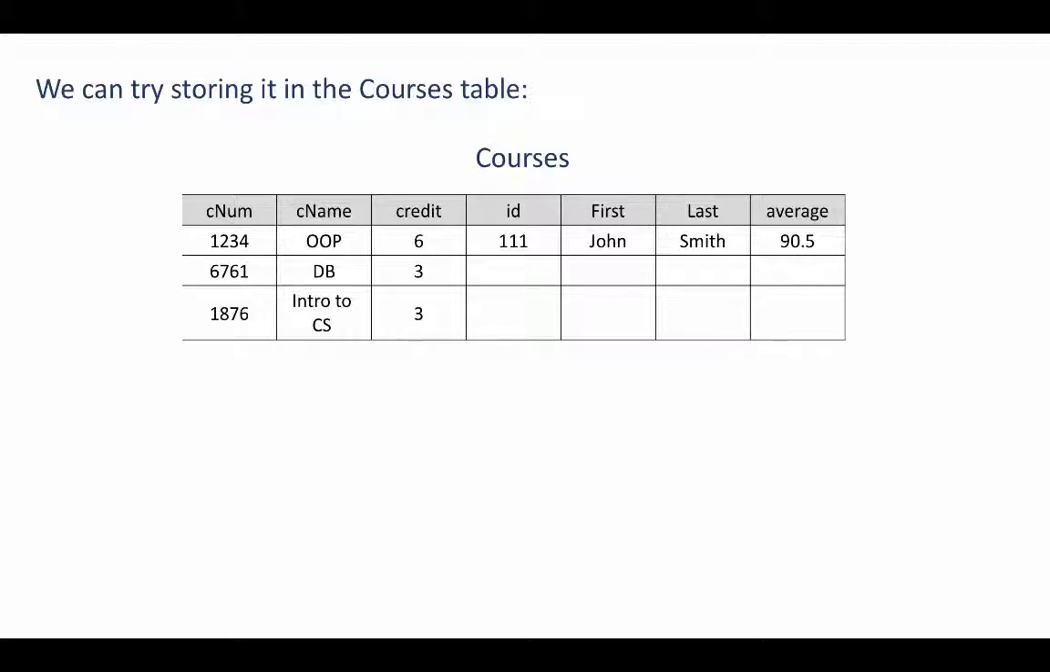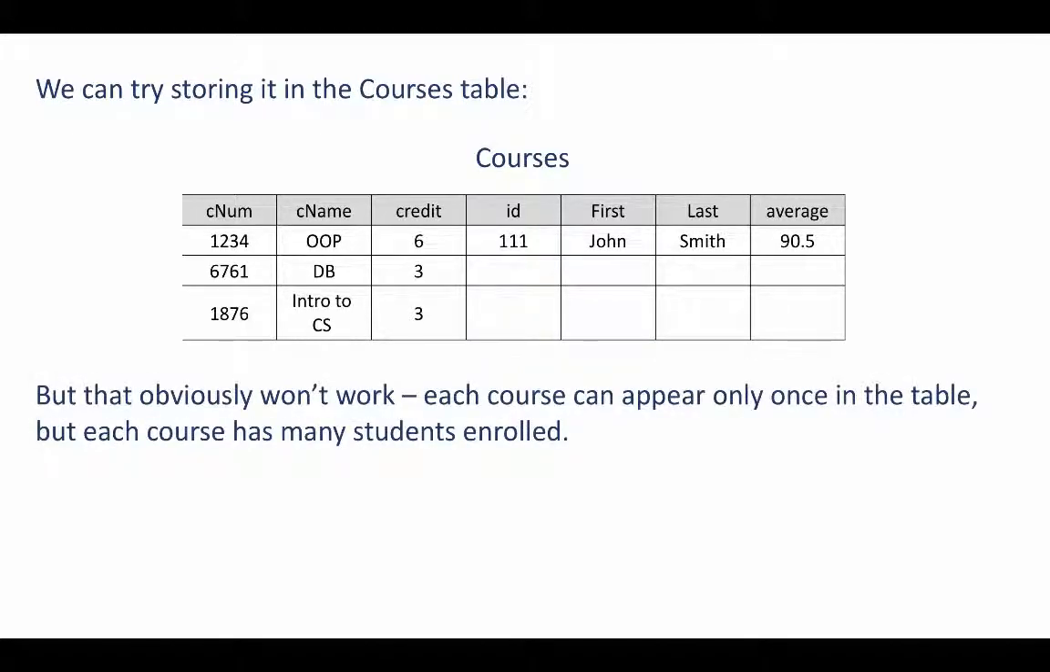Another attempt is to try storing the data in the courses table. For example, this is the courses table and we enlarge it by adding the properties, the columns of the students. And we can see that the course OOP was taken by John Smith with all his details. But this obviously won't work.